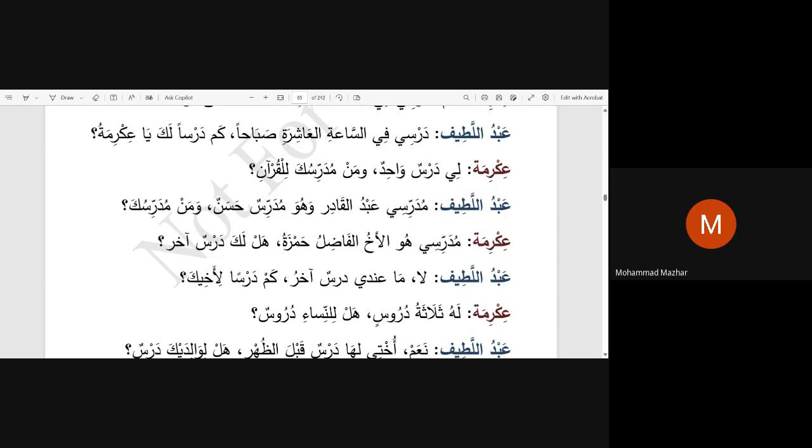Let's stop. Let's understand that these are 2 ma'rifas. And normally when you have 2 ma'rifas, it's better to put a pronoun there. Mudarrisi huwa Abdul Qadir. So that it's clear that Abdul Qadir is the predicate of this subject. Na'am.